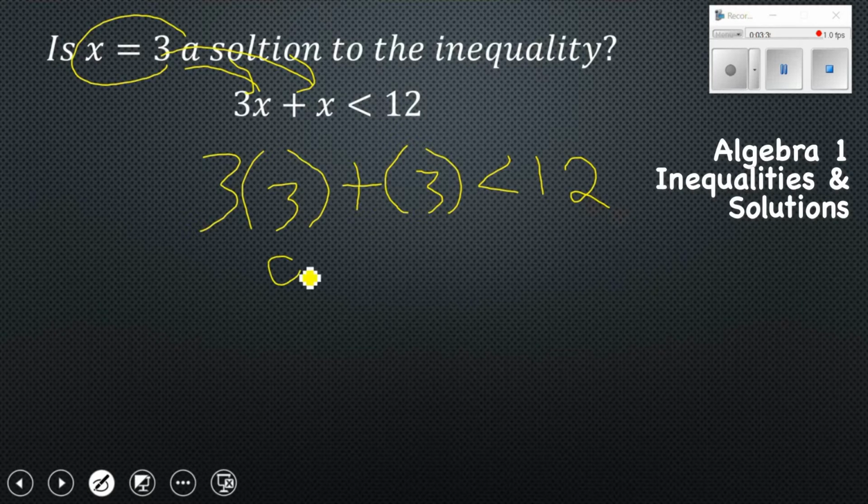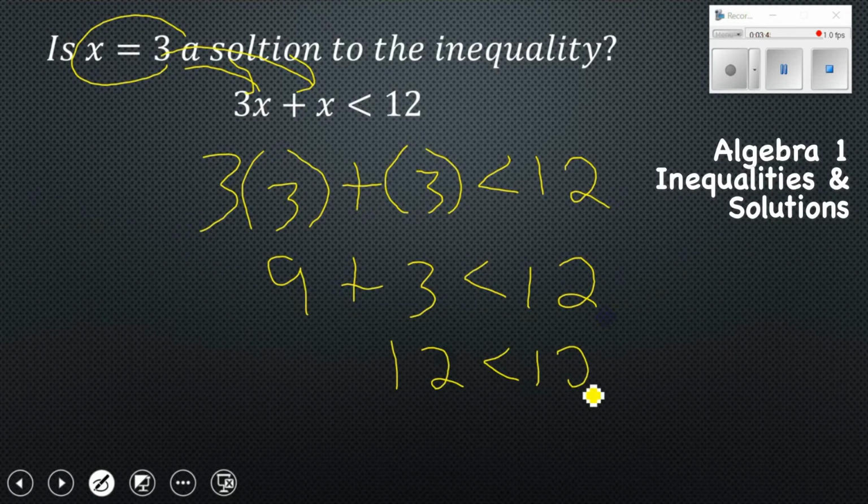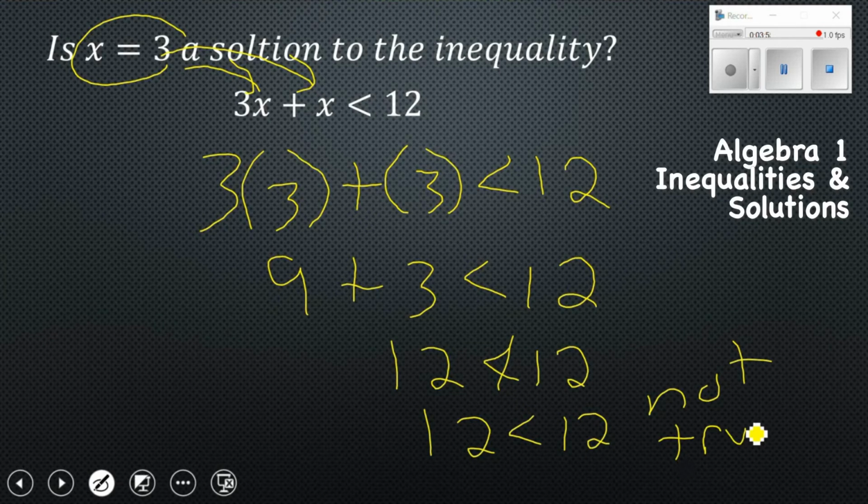Okay, so we have 9 plus 3 is less than 12. And is 12 less than 12? That is not true. So we're going to say 12 is less than 12. Not true. So the answer is no. You can kind of ignore this line right here. Okay, 12 is not less than 12. What I meant to do is put a little line through my less than.